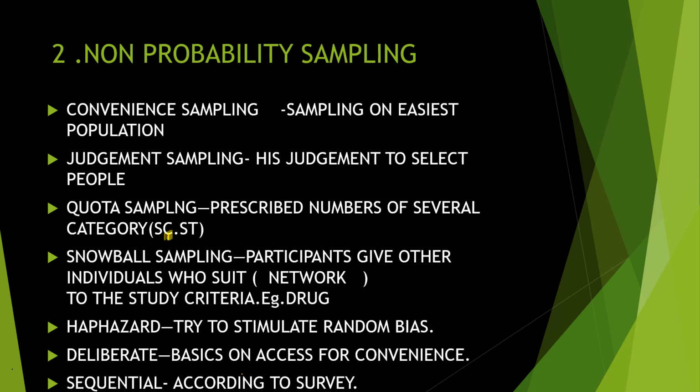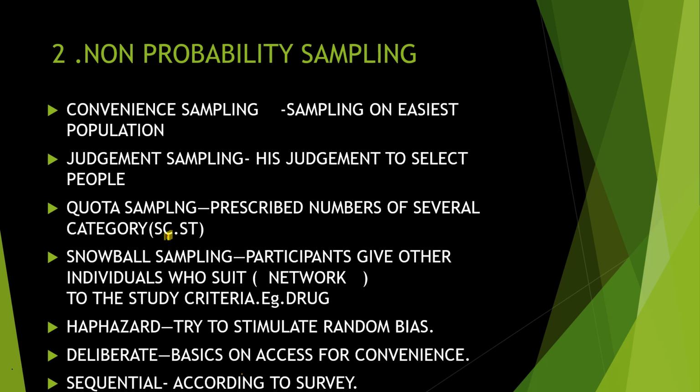Okay, convenient sampling. For example, the researcher is from Delhi. So it is easy for the researcher to take the students of Delhi as a research sample. It is his convenience. So convenient sampling means sampling on the easiest population, which is easily available. That is what we call convenience sampling.